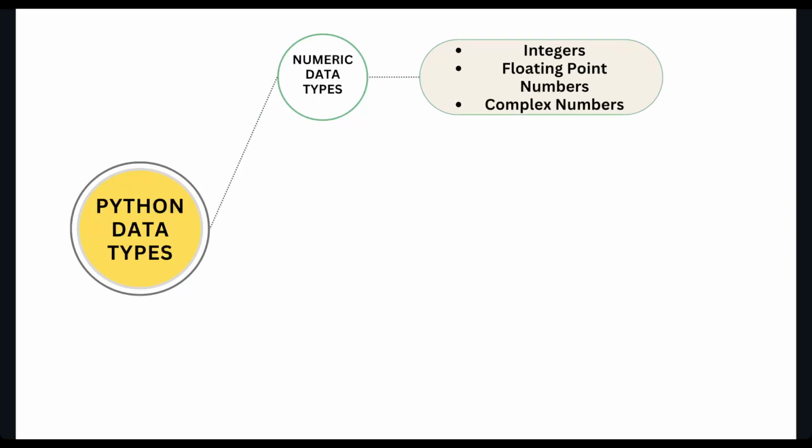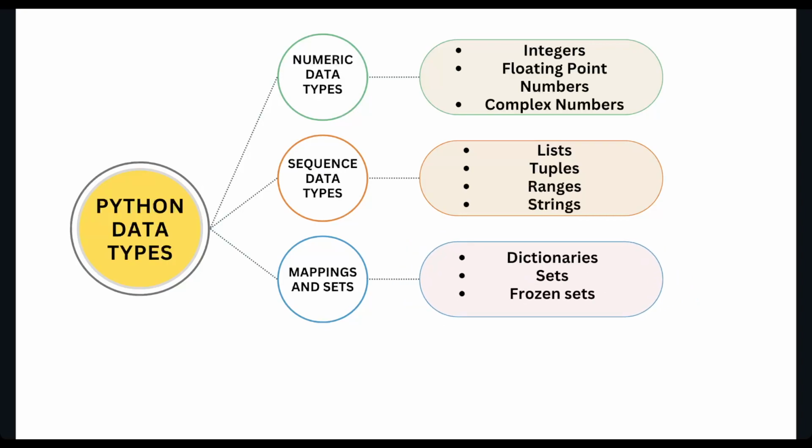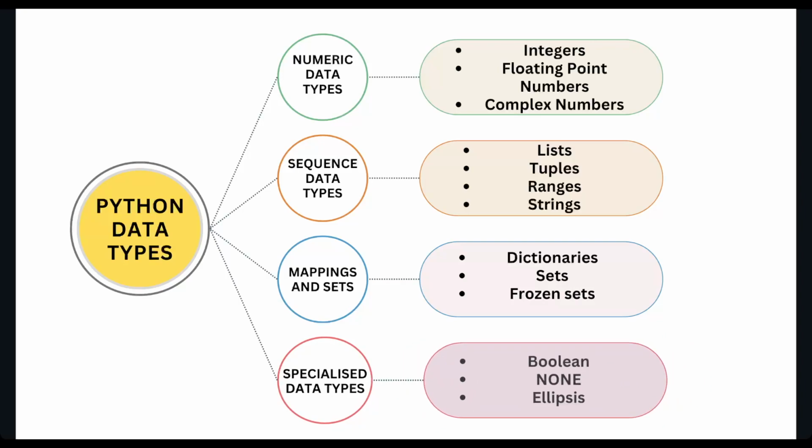Let's explore some common data types in Python. The first one is numeric data types, which includes integers, floating point numbers, and complex numbers. The second one is sequence data types that includes list, tuples, ranges, and strings. The third one is called mappings and set, which has dictionaries, sets, and frozen sets. The last one is specialized data types that has boolean, none, and ellipsis.